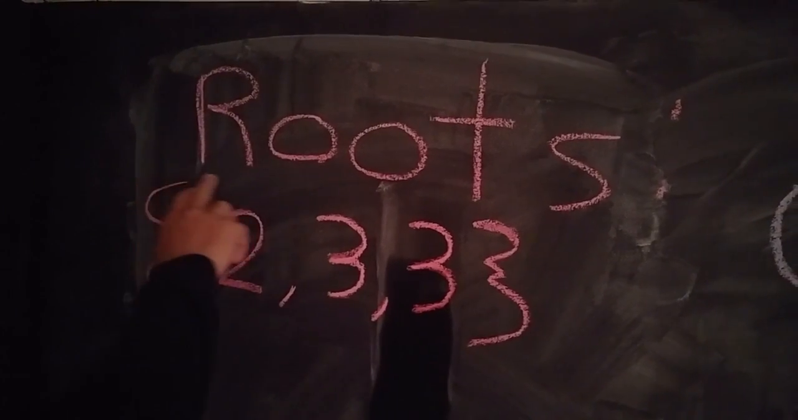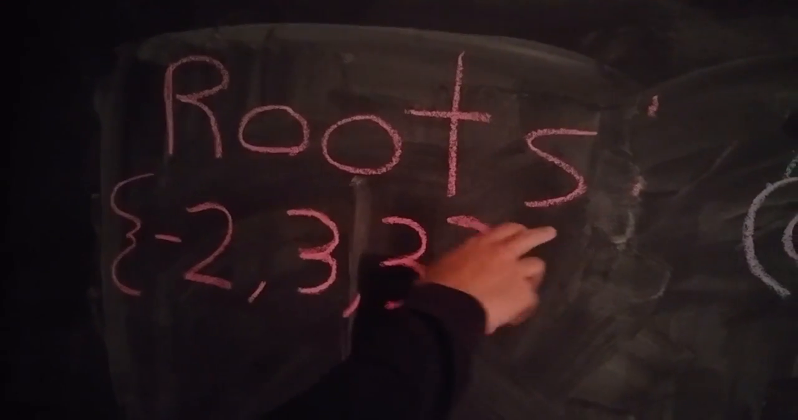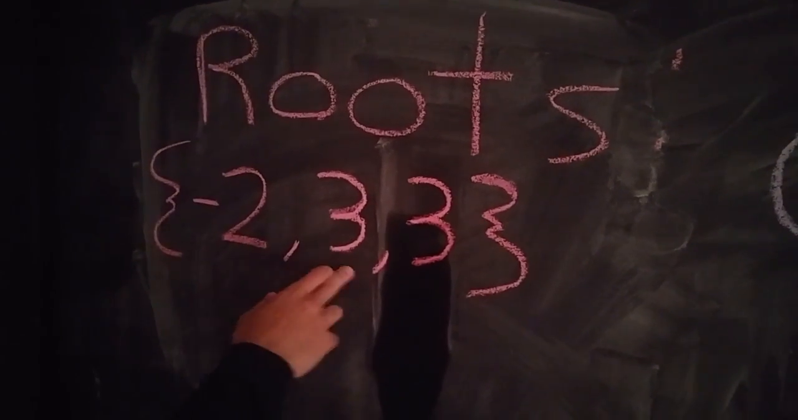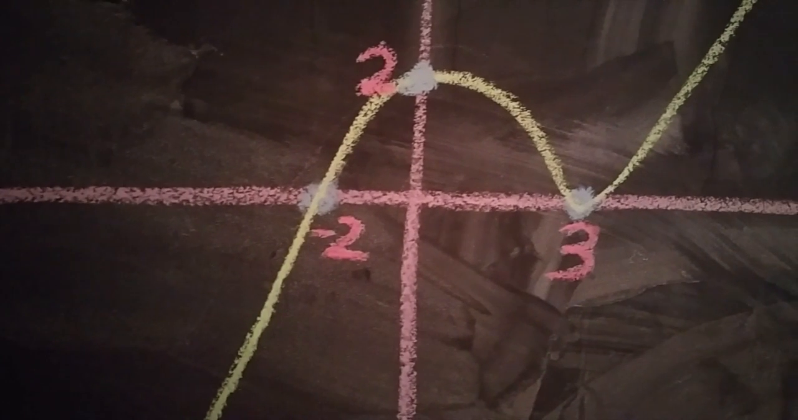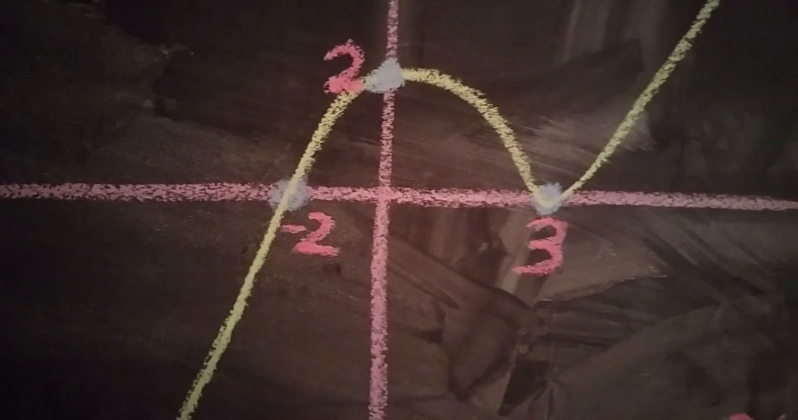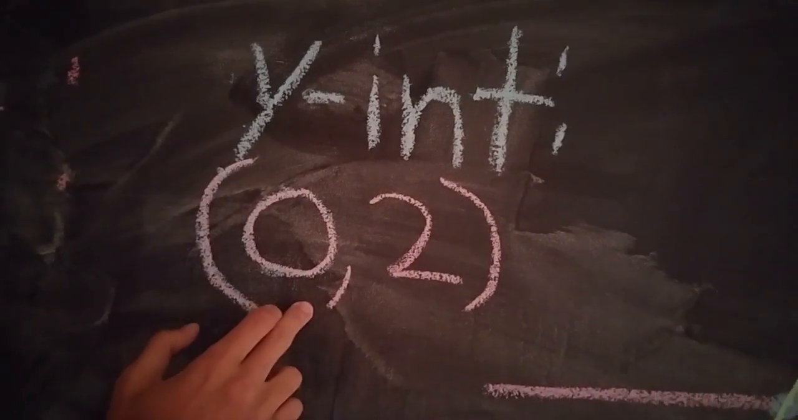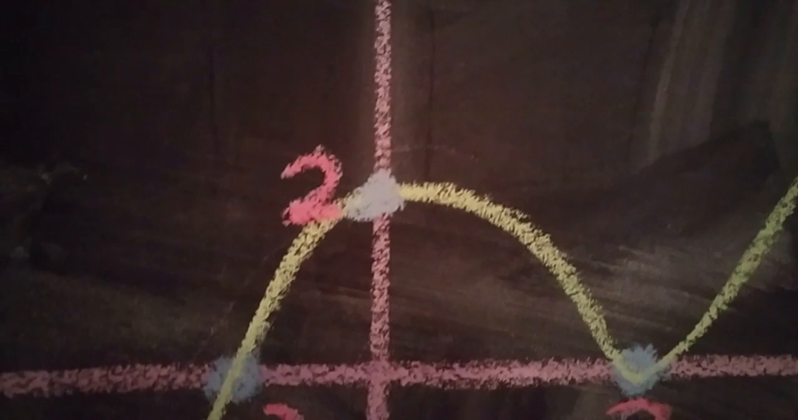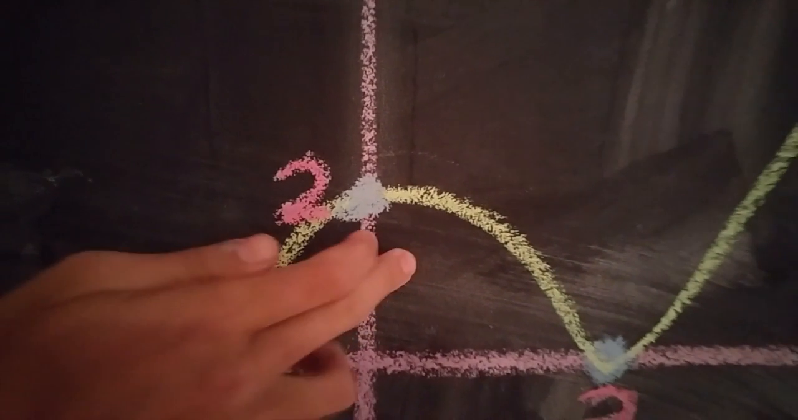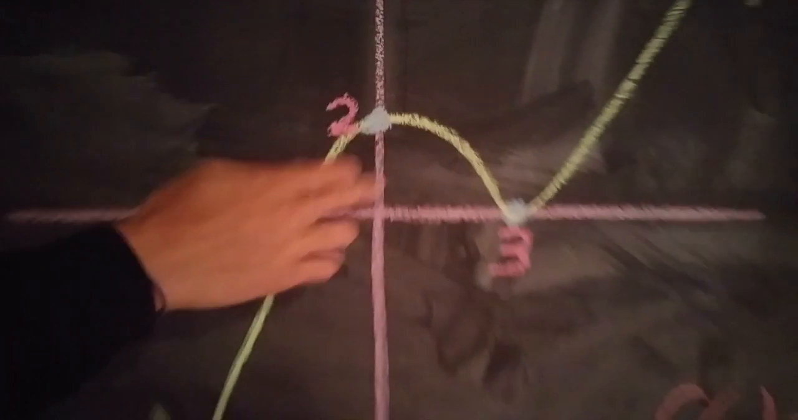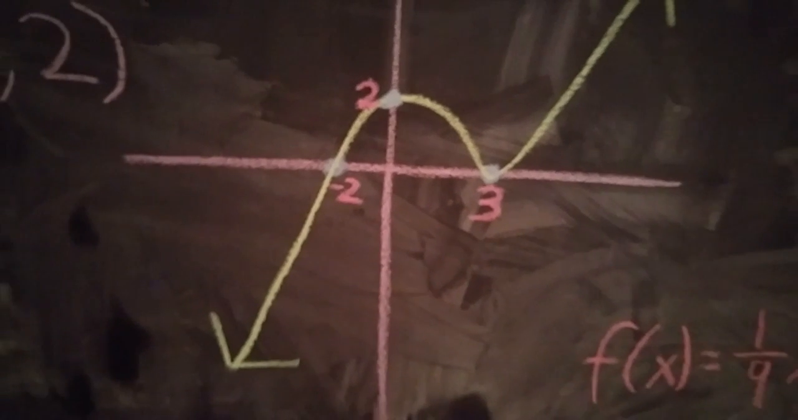Alright guys, so to review our roots for the graph, here we can see that we have -2, 3, and 3, because remember 3 is a multiplicity of 2. And here's a quick shot of our graph. Alright guys, so here's the y-intercept at (0, 2). We're showing you this now because it's going to be important later on in this video when we're finding the equation of the polynomial. And here's a quick look on the graph where the y-intercept is.